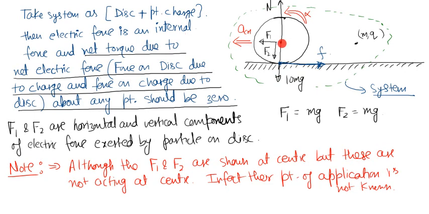Then there is a normal reaction, which is the contact force which the ground is exerting on the disk, acting in vertically upward direction. There is a static frictional force which I have assumed is acting towards the right. Its point of application is also known. Then these F1 and F2 are the electric forces, the horizontal and vertical component of the electric force which this charged particle is exerting on this disk.